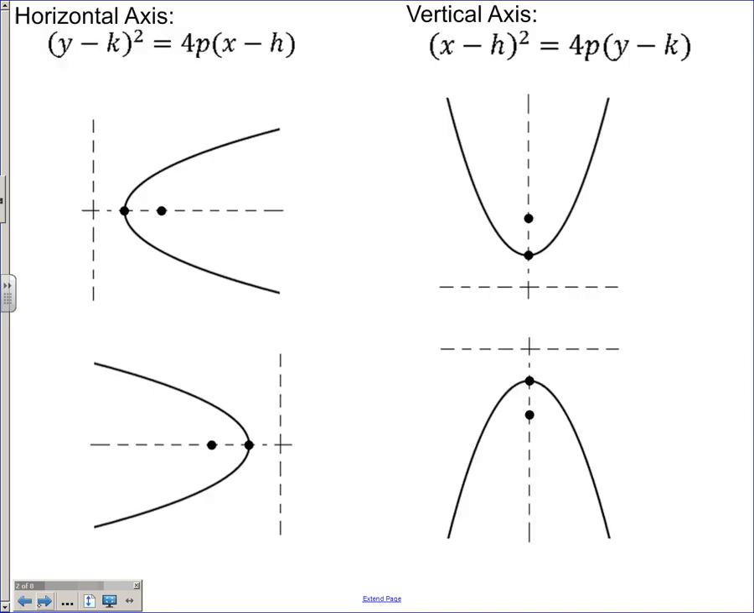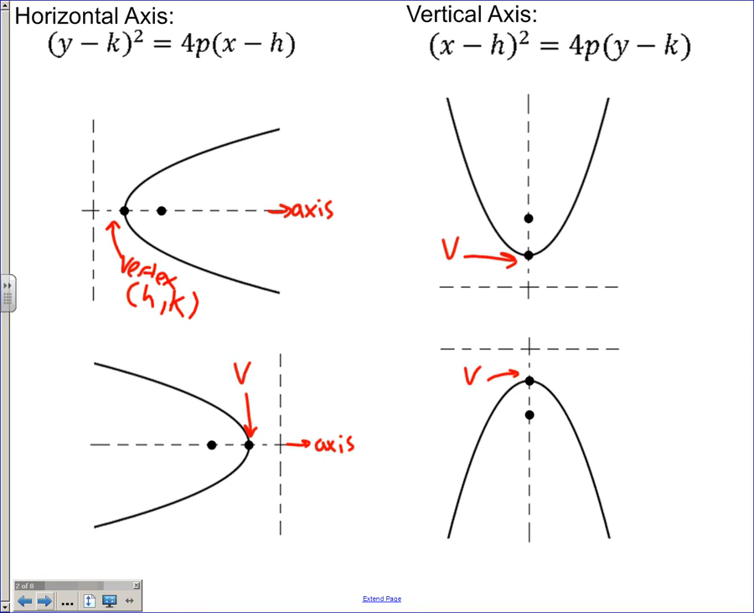So let's start by looking at our general equation. On the left-hand side, these are both parabolas with a horizontal axis. So this is our axis. And on the right-hand side, that's a vertical axis. We can label, to start off, our vertex. We're going to label that as (h, k). And I'll just label the rest of these with a V. So that's basically the point where the curve changes from one direction to the other. So there's our vertex.